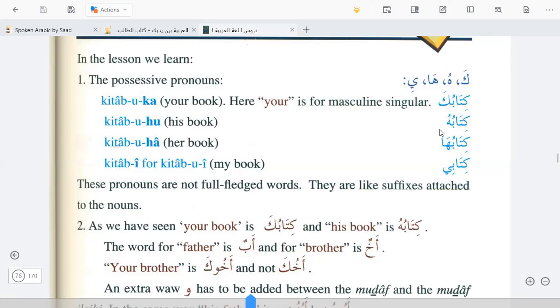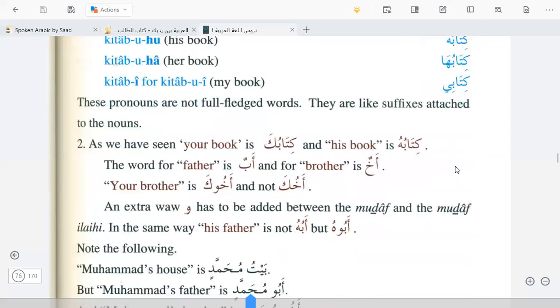Kitabuhu, his book. Kitabuha, her book. Ha is a pronoun and it is used for her. Got it? Yes. And kitabi, he is a pronoun. It is used to show possession, like my book. Kitabi is my book.